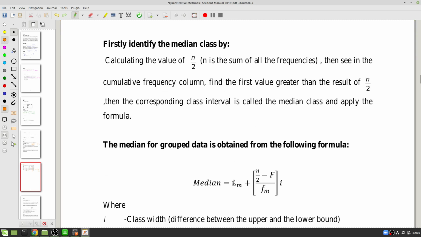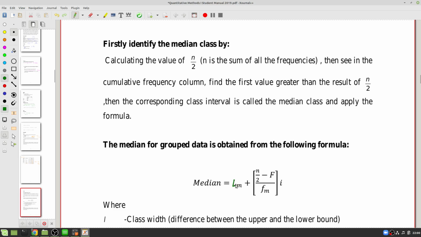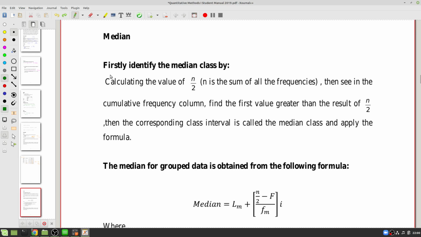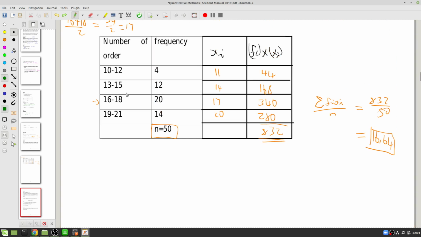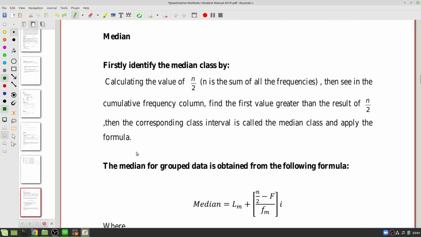Median first up. Okay, now we can see this looks a little bit more interesting, right? The formula here. Let me just copy it, but before I do that, we can still see it. Okay, now let's read what they say. Firstly, identify the median class. So the median class is which interval in our table includes the median. That'll be important. Okay, calculating the value of n over 2.